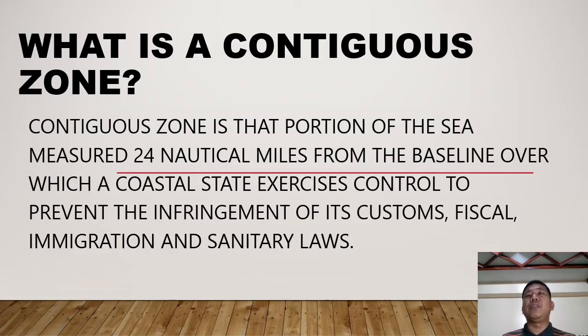Now that is the contiguous zone, the 24 nautical miles from the baseline of the state, over which the coastal state exercises control to prevent the infringement of its customs, fiscal, immigration, and sanitary laws.